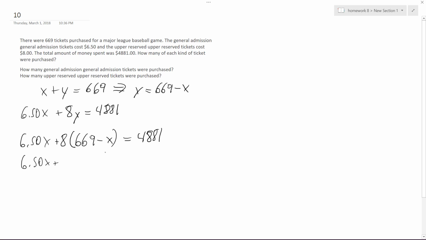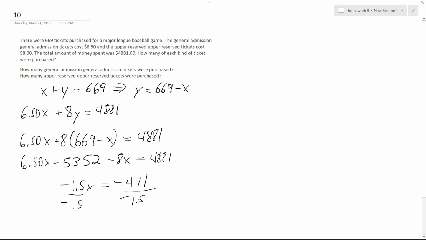All right, so we just distribute. 650X plus, and then we get minus X, you get 1.5X equals 4881 minus 5352, which is negative 471. So divide by negative 1.5, and we get X equal to 314.